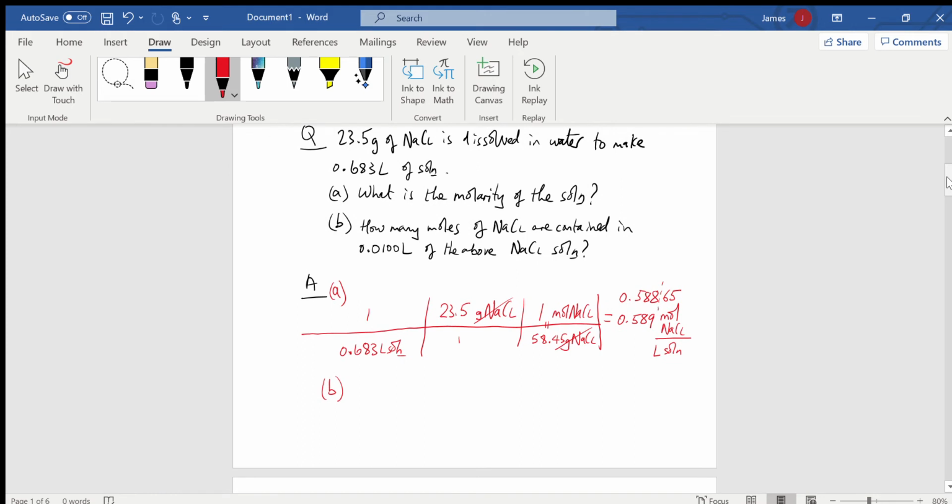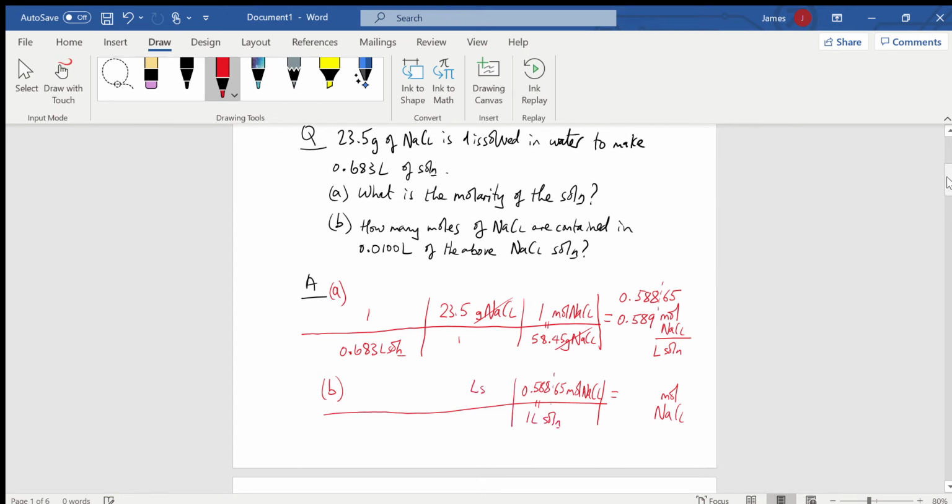So part B, how many moles of NaCl are contained in a given volume? Alright, so let's have a look. So we want as our answer mole of NaCl. So let's write down mole of NaCl. I know from my solution to part A, and I'm not going to use the rounded value. You never use the rounded value, always use the non-rounded value. So I've got 0.588 65, and I know that that many moles is equal to 1 liter of our solution.